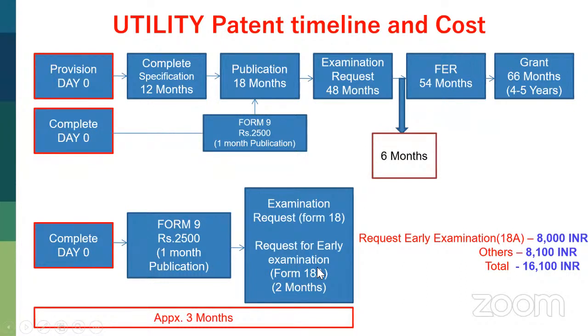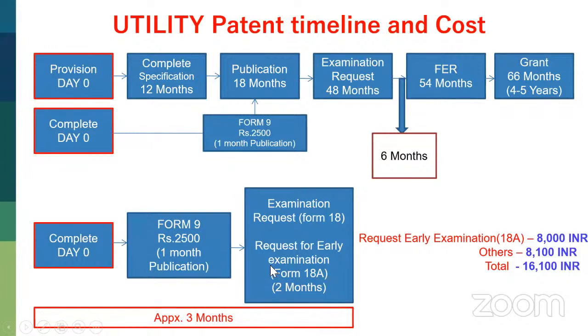It means within the period of publication, you will get the first examination report itself, instead of 54 months, which means around 5 years, right? So instead of doing that, if you file this, you can have a first examination report within 2 to 3 months.